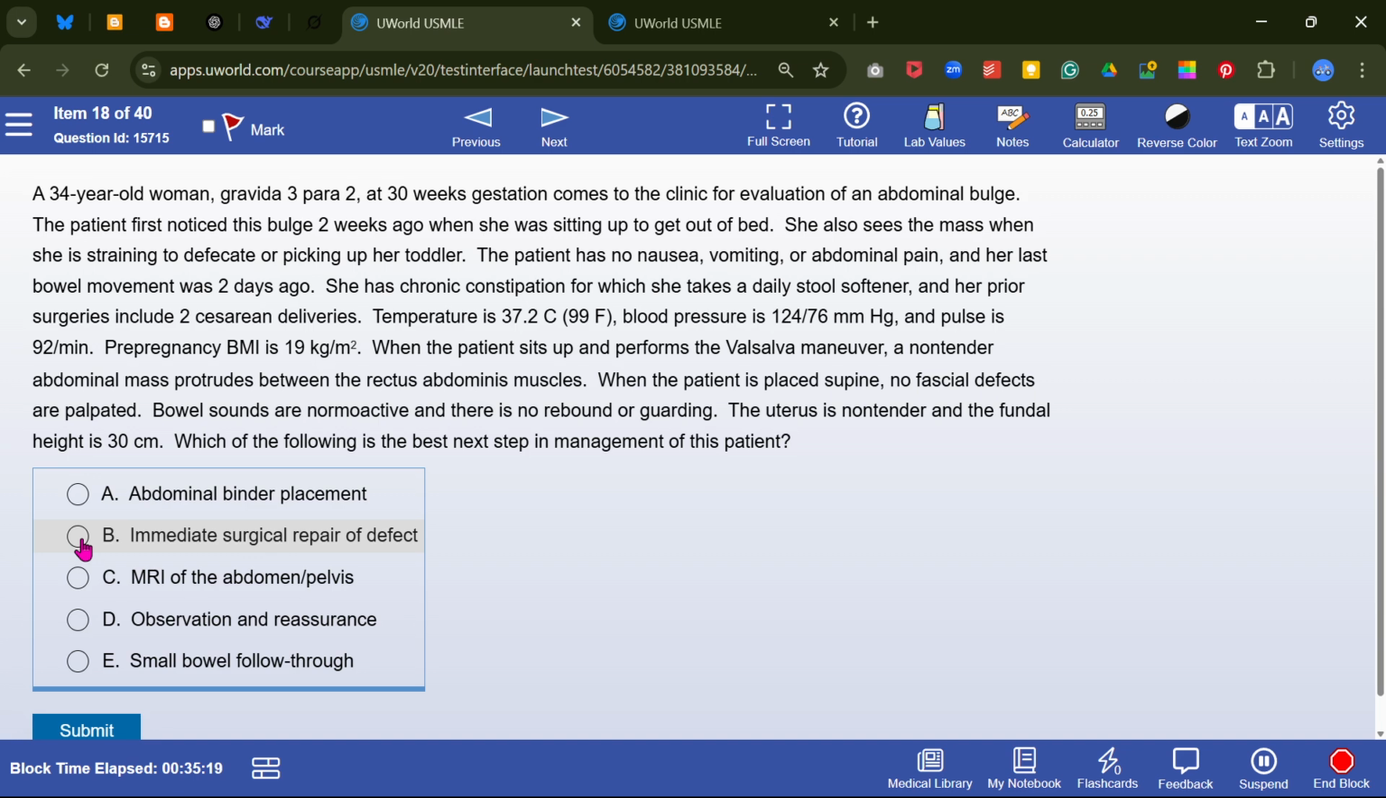Is it like hernia? Non-tender abdominal mass protrudes between the rectus. Is it ventral hernia, or rectus sheath hematoma, or hernia? Okay. Okay, observation.